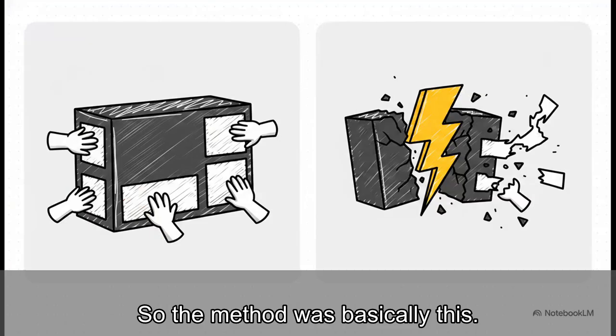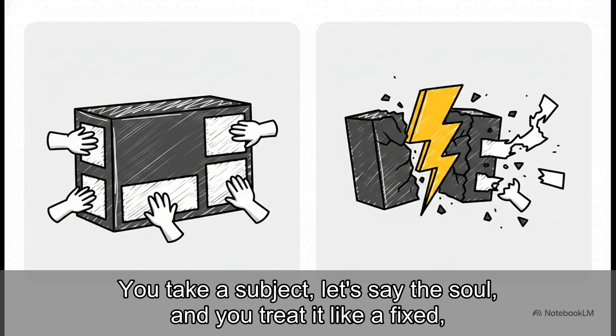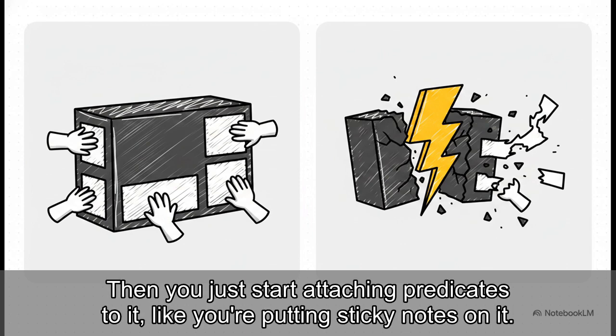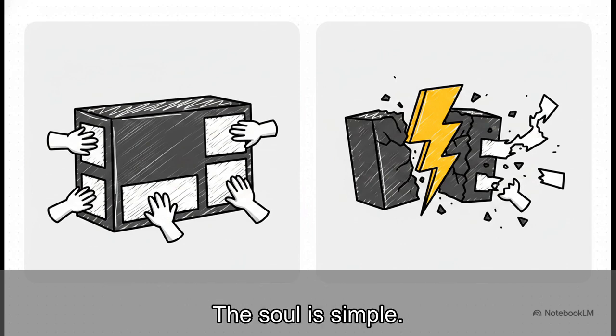So the method was basically this. You take a subject, let's say the soul, and you treat it like a fixed, unchanging thing, a substrate. Then you just start attaching predicates to it, like you're putting sticky notes on it. The soul is simple. The soul is immortal.